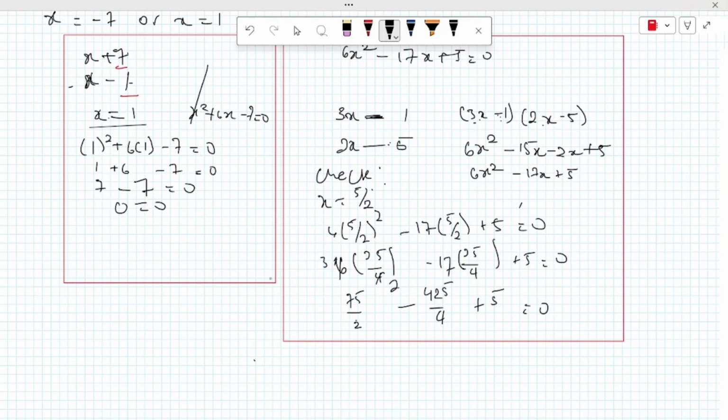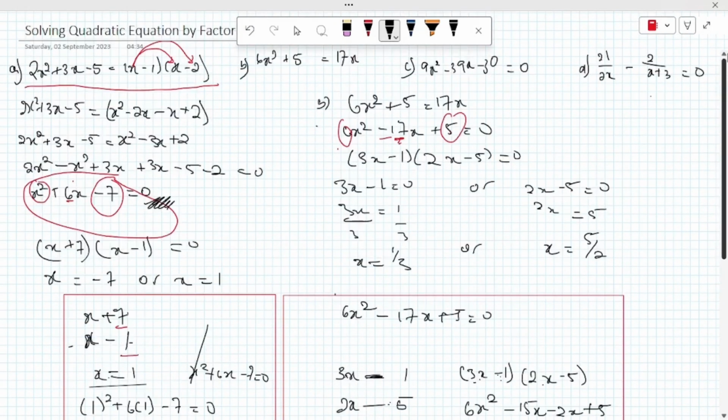I'm not sure about my answer. I think maybe I made a mistake. 75 over 2 minus 425 over 4 plus 5. I think there's something I might have done wrong. Let's go back, because the answer doesn't equate to 0. Let's check here. What did I do wrong?